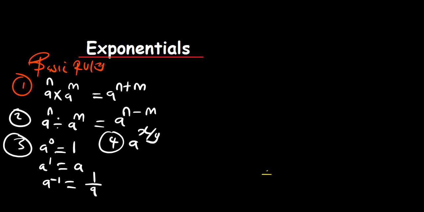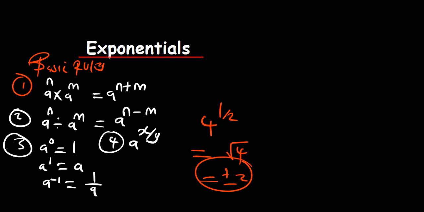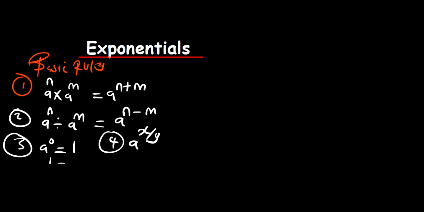Now what if you have 4 to the power half? 4 to the power half is just the same as the square root of 4, and the square root of 4 is positive or minus 2, but in this case we're just going to get the positive 1, and that is very important for us to also understand. Okay, now that we've talked about these important rules about exponentials, how do you solve the equations?